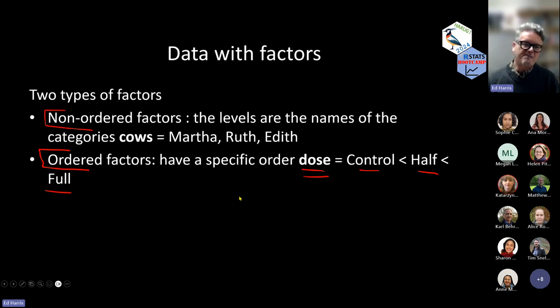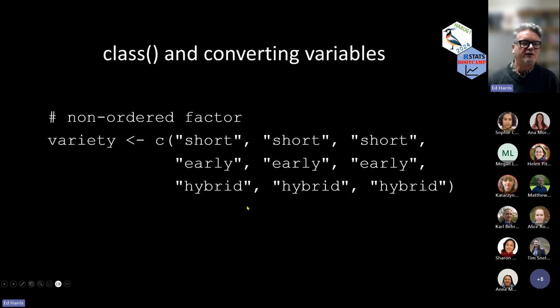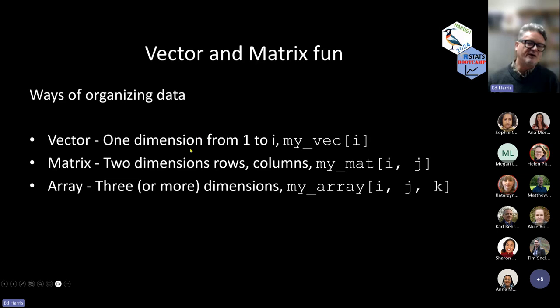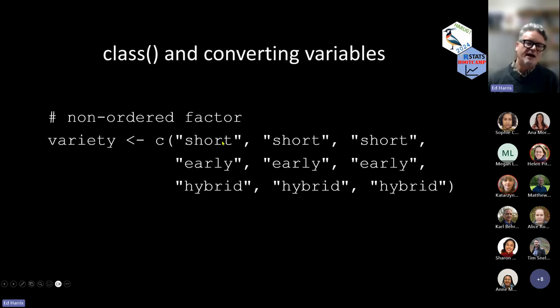And you can have mixes of these kinds of variables too. So we need a way to specify in the R world what they're like. And we do this in a variety of ways. So I'm going to start off showing a non-ordered factor, and I'm just entering these as characters, and the levels are short, early, and hybrid. They're not ordered at all.